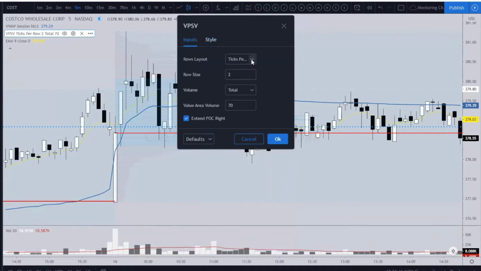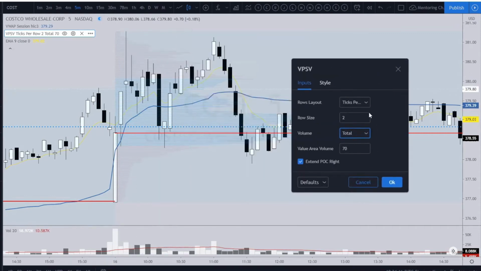Inputs, this is the big one. So I change my rows layout to ticks per row. And then depending on which stock I'm looking at, like the SPY, I might change this row size to 10. If you get a lot of data and you have a lot of small rows, you might want to increase this number, but typically I use around 2. I change the volume to total. Otherwise it'll show you a separated bar. I'll show you what it looks like.